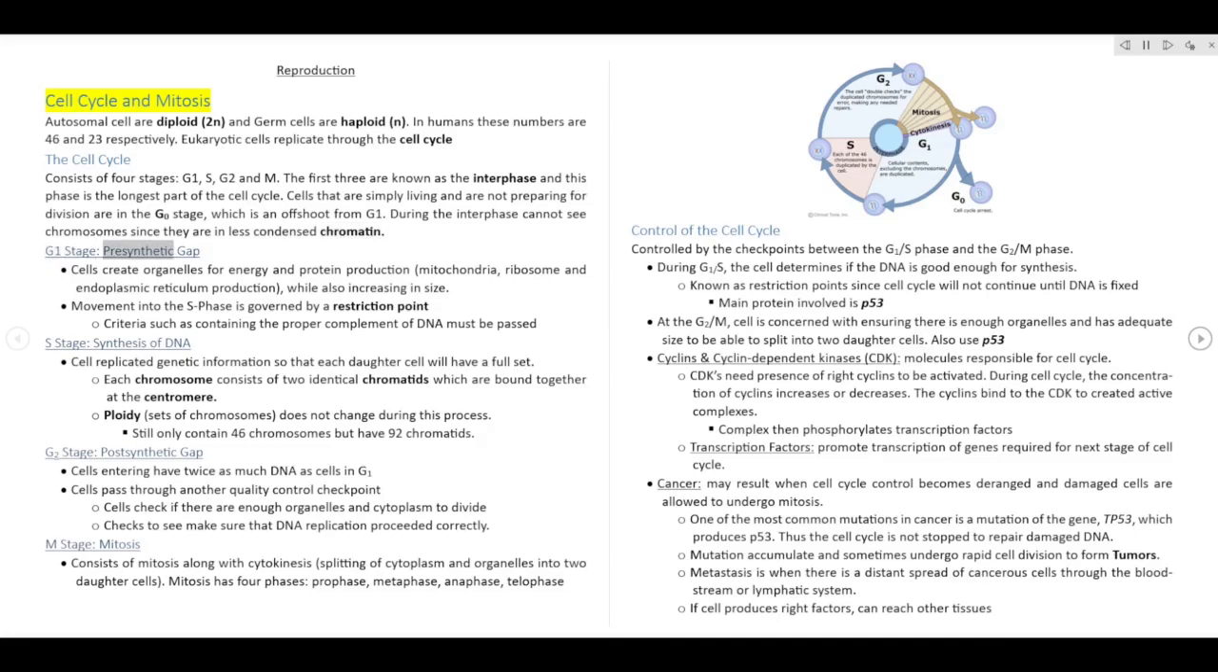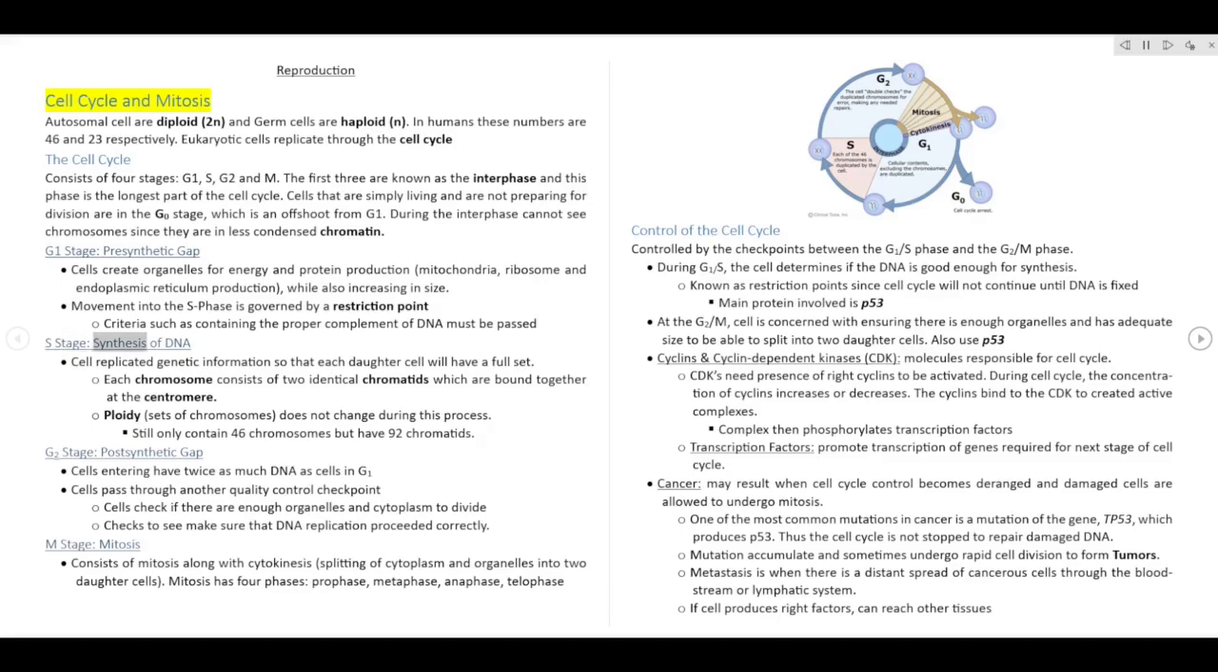G1 stage, presynthetic gap. Cells create organelles for energy and protein production, such as mitochondria, ribosomes and endoplasmic reticulum, while also increasing in size. Movement into the S phase is governed by a restriction point. Criteria, such as containing the proper complement of DNA, must be passed.